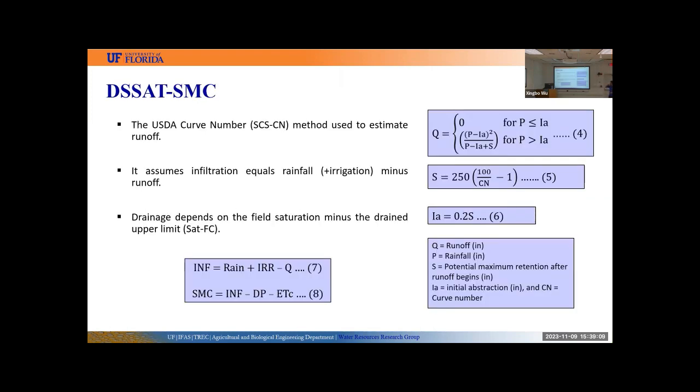And how does this model simulate soil moisture content? First, it considers the USDA curve number to calculate runoff. Then once the runoff is calculated, it is assumed that rainfall plus irrigation minus runoff will give us infiltration. And this model also assumes that any infiltration goes to the soil. If it is above field capacity, it's going to be drainage. So once we have the infiltration, deep percolation, and evapotranspiration, which is simulated in the previous step, the DSSAT model simulates the soil moisture content by subtracting the deep percolation and the evapotranspiration data from the infiltration data.